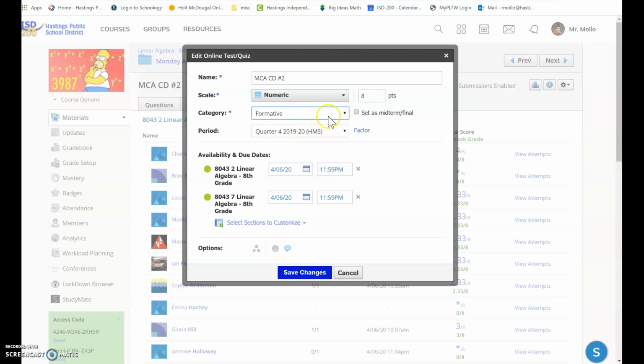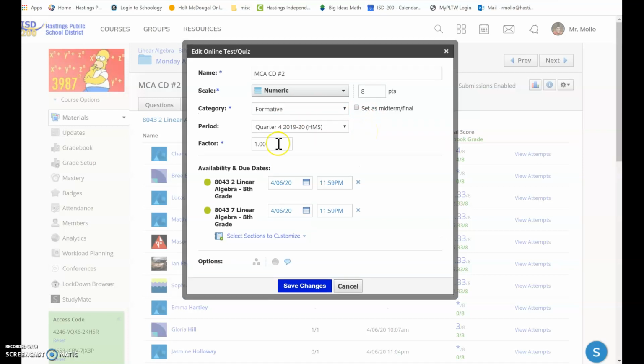Even if you do set it as formative or summative, you have this option to set a factor. If you set it as a factor of 0, it still shows up in the gradebook as formative, but it doesn't have any effect on their grade because it has a factor of 0. So that's something you can always do as well, to have it show up in the gradebook to make it easier for teachers and not necessarily reflect on their grade.